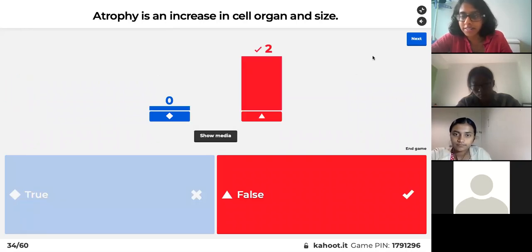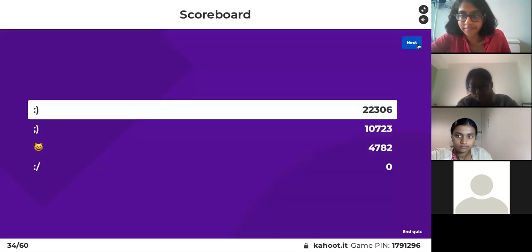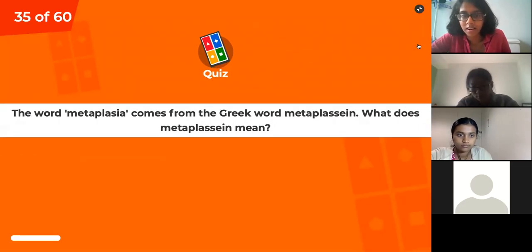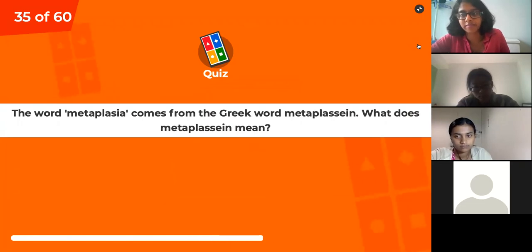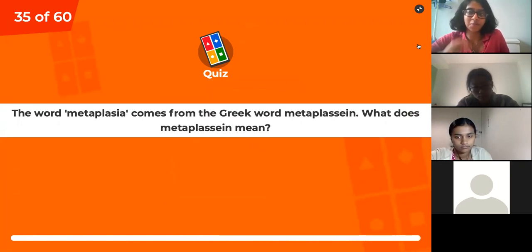Yeah, very good. So can someone unmute themselves and tell me what atrophy is then? Anyone want to unmute? Okay, so atrophy is just a decrease in cell organ and size. Yeah, it's just the exact opposite of this. This is a little random one for you guys.